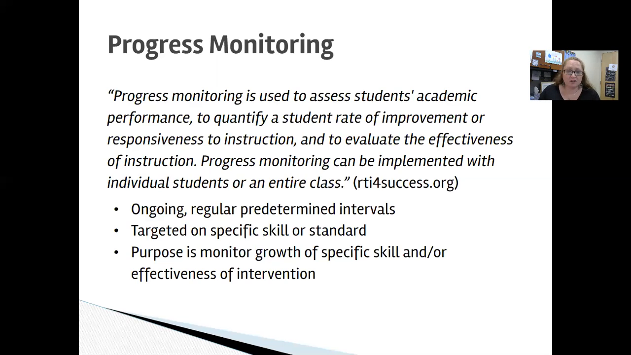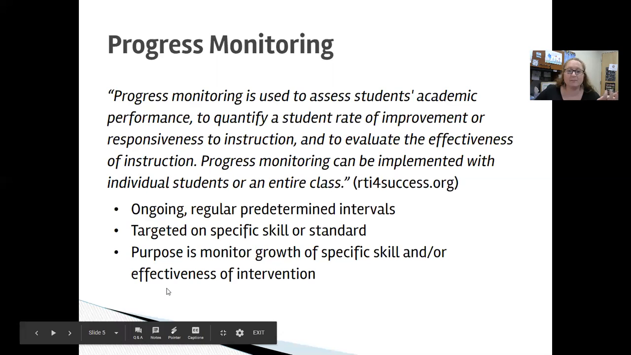Progress monitoring is also not nearly as large as other assessments might be, because they're targeted. They focus on one specific skill or one specific standard. You can't assess a whole lot of stuff at one time and really be able to dig into whether or not students are growing or not. You have to be much more targeted, and that's what progress monitoring is for.